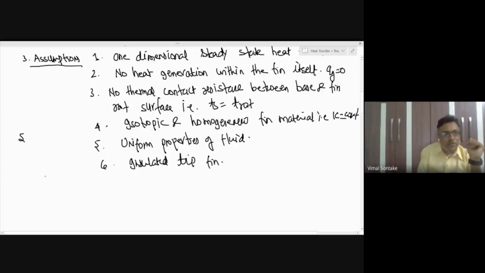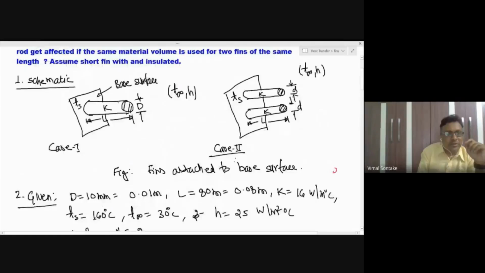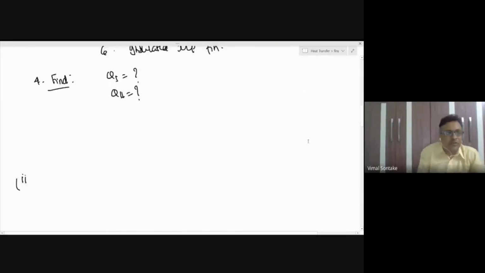Okay. So, what you are supposed to find out once again, we are supposed to find out once again Q1 and Q2. That is rate of heat transfer from this single fin of larger diameter, and rate of heat transfer from the two fins of smaller diameter. Okay. Now let us solve one by one.